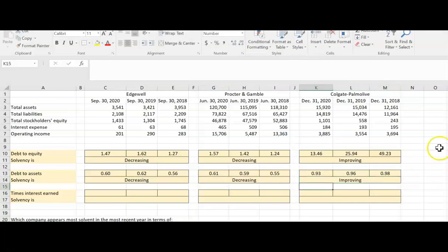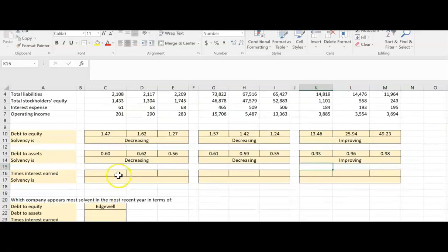But of course, when we look at the absolute numbers rather than the changes over time, we would see Edgewell is very, very similar to Procter & Gamble, maybe just a slight advantage over Procter & Gamble, but they're very, very similar.